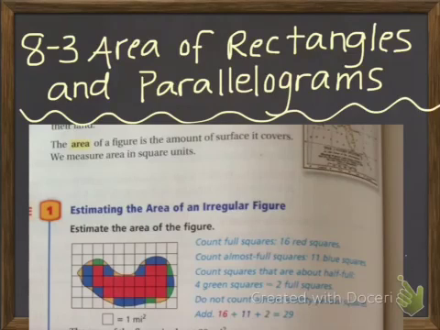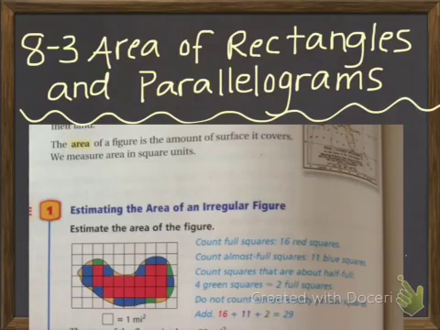Area is the amount of surface that a figure covers. If you remember from the review worksheets you did last week, there were a couple problems in there with area and perimeter. Perimeter goes around a figure, so we would be looking for the length around the figure. Area is how many squares we can fit inside. So I'm thinking how many squares fit inside each figure.